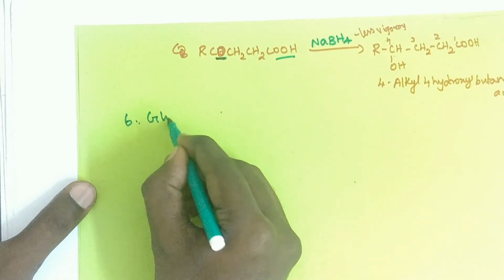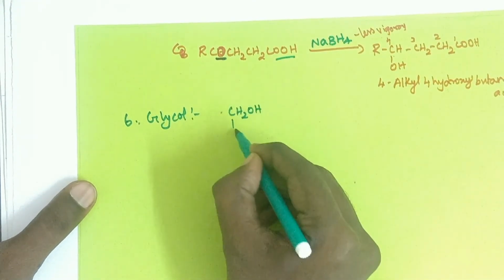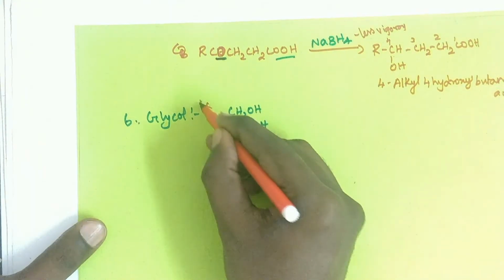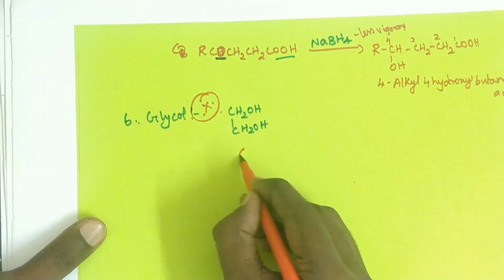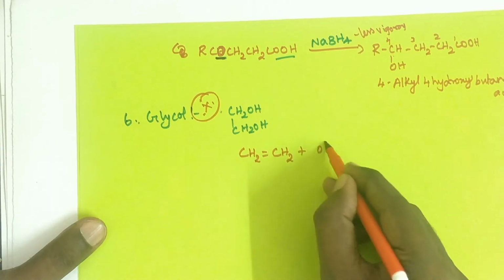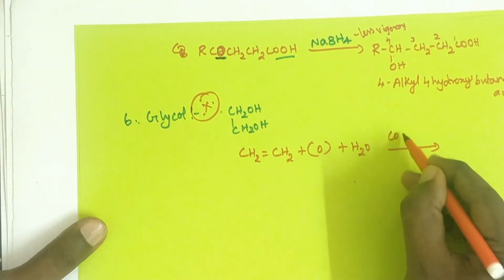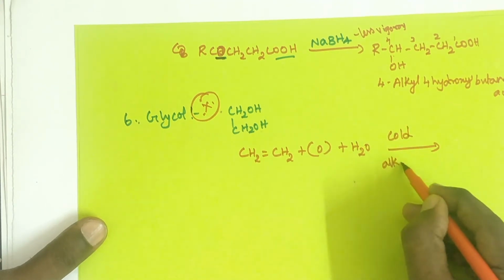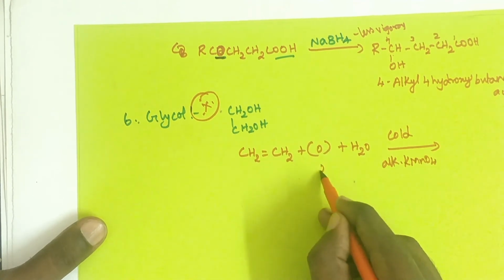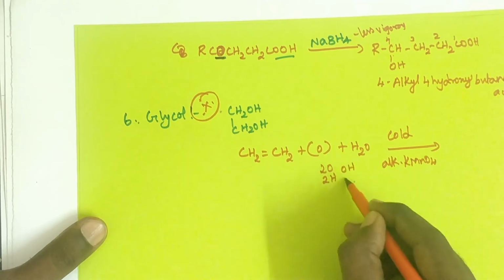The last preparation is preparation of glycol. So glycol formula CH2OH, CH2OH. It is an important topic. It is prepared by using ethylene. Ethylene on oxidation in the presence of water molecule. The reagent used is cold alkaline KMnO4. So in this case, you see the number of oxygen is 2, number of hydrogen is 2. So 2 OH means we can split it as OH and OH.